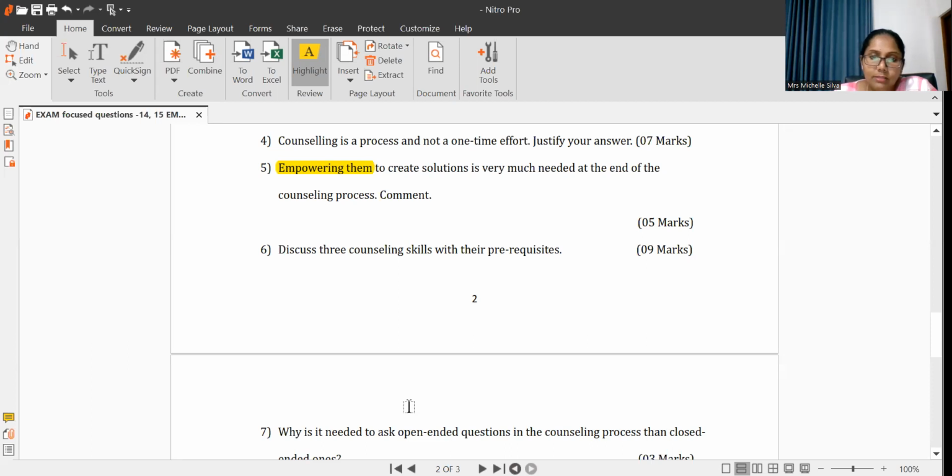Discuss 3 counseling skills. Then another one is clarifying and use of questions. So we have to use closed and open questions, but most of the time it's better to ask open-ended questions. Never ask why. Why-type questions and closed questions that get yes/no answers, we don't ask those. But always we give open-ended questions.